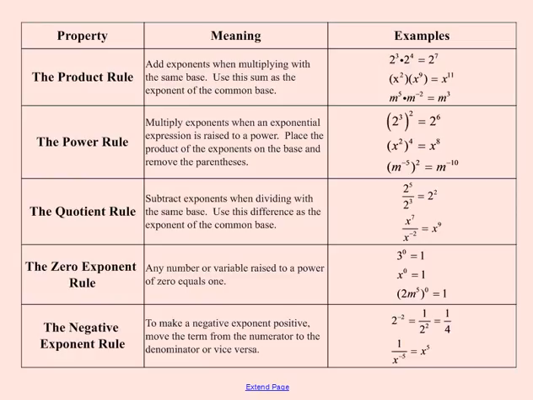Our next example, 1 over x to the negative 5th. We recognize the negative 5 as the exponent. We don't want negative exponents, so we need to make it positive. We do this by flipping the x to the negative 5th from the denominator up to the numerator, and it becomes x to the 5th power.